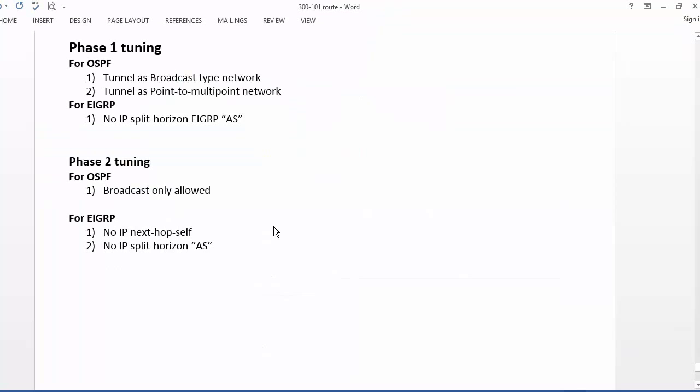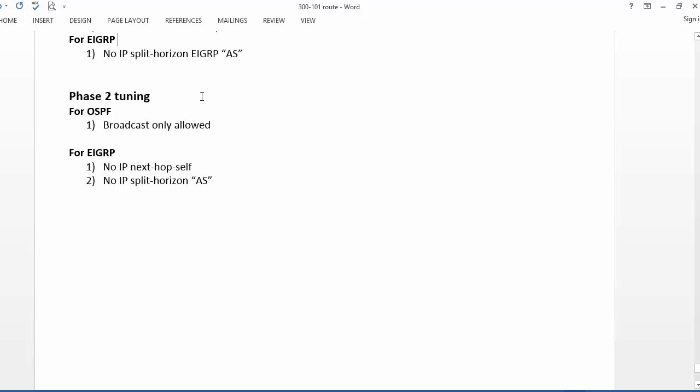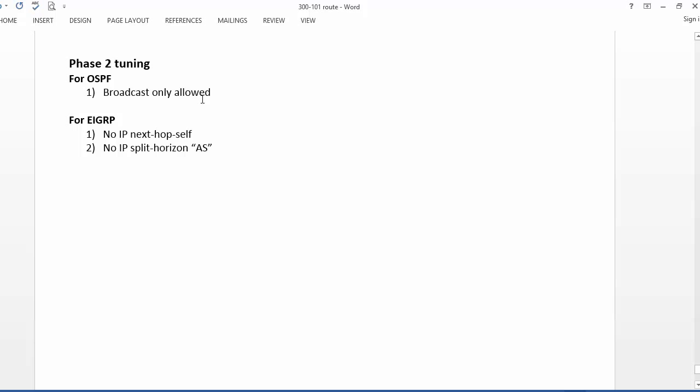Let's also discuss phase 1 and phase 2 configuration tuning in order for your routing protocol to work correctly. If using OSPF in phase 1, your tunnel interface should be broadcast or point to multipoint. In both cases, your routing protocol is going to work. If we are using EIGRP, we need to disable split horizon. Likewise, in phase 2, the tunnel interface should be broadcast only. If your tunnel is point to multipoint, spoke to spoke communication is not allowed.